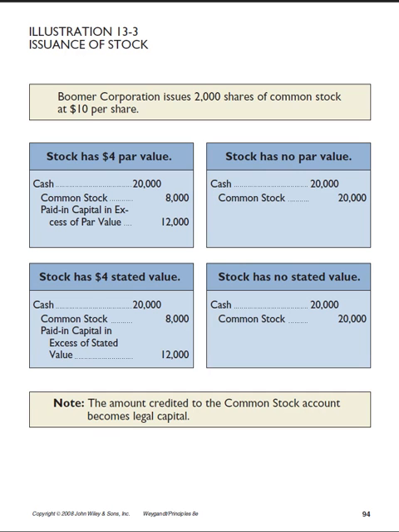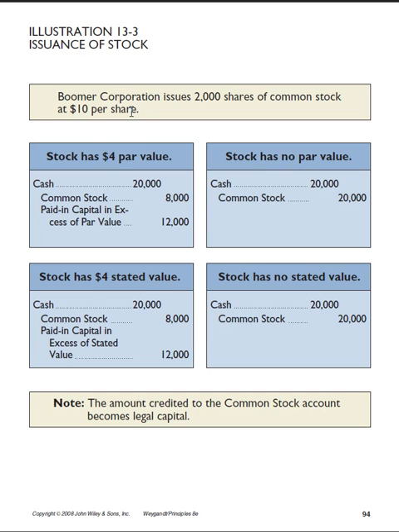Chapter 13 can be a tough subject, so I want to go over just a few minutes on a breakdown of what you're going to see in that chapter. Here's an example of an issuance of stock. Boomer Corporation issues 2,000 shares of common stock for $10 per share.